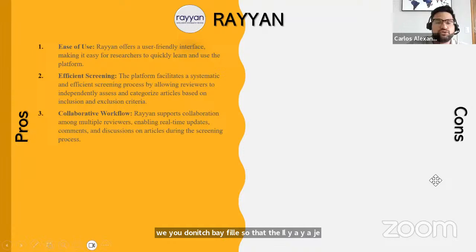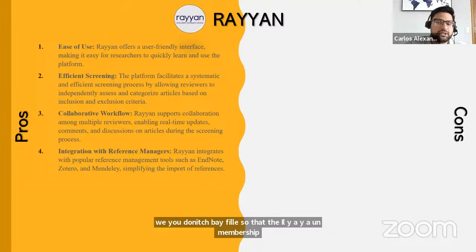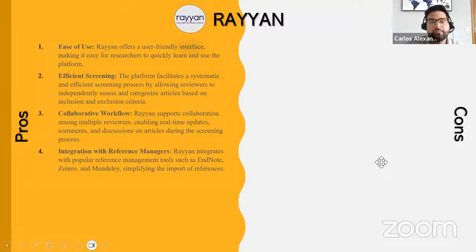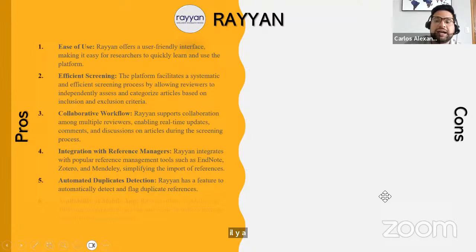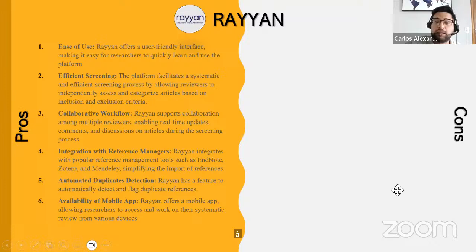There's a collaborative workflow, so it allows you to have multiple reviewers doing everything in real time. There's an integration with other reference managers such as EndNote, Zotero, and Mendeley. Again, we have automated duplicate detection, but it should be manually double checked. And there is a mobile app, which is amazing because if you're traveling, you can take your cell phone and screen papers.